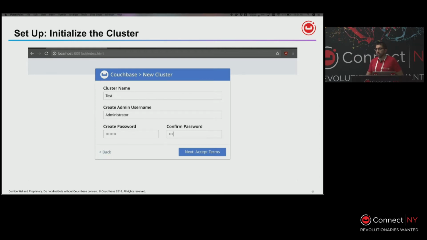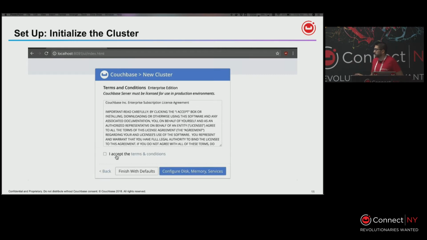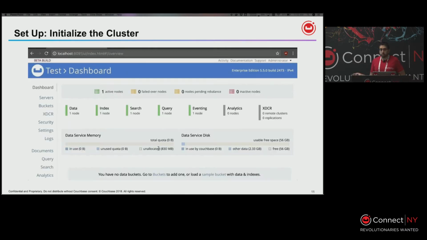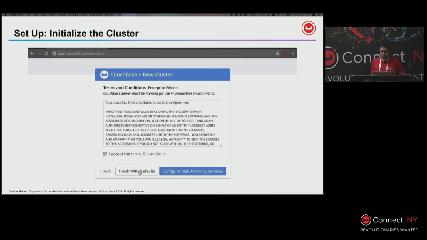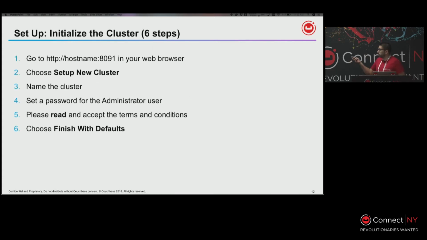In your browser, you'll see the first setup screen. You choose set up a new cluster, you give the cluster a name, and you give the administrator user a password. So in six easy steps: you go to hostname, port 8091 in your web browser, you choose set up a new cluster, you name the cluster, you set a password for the administrator user. Please read, I bolded read, because nobody reads terms and conditions, but you should. Accept them, and then choose finish with defaults.